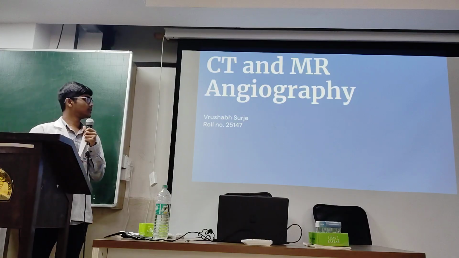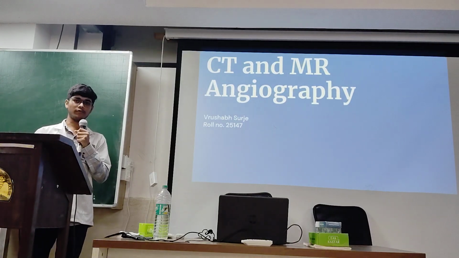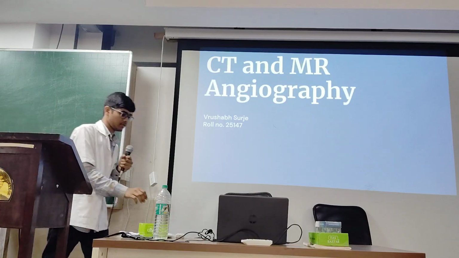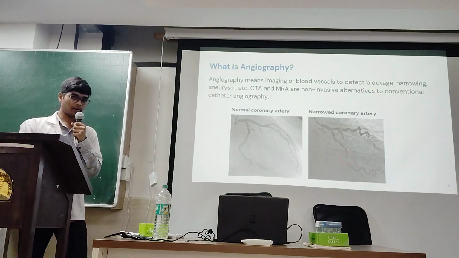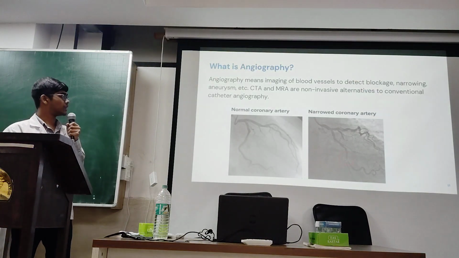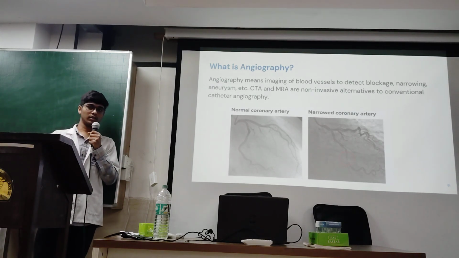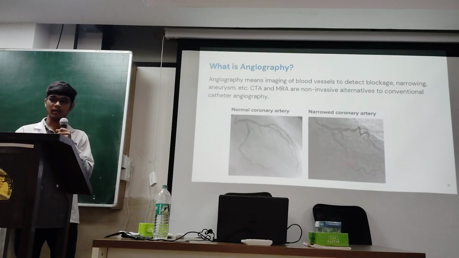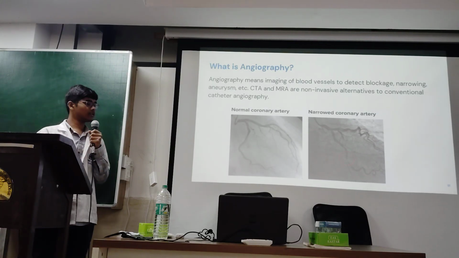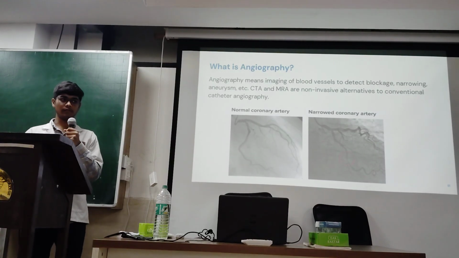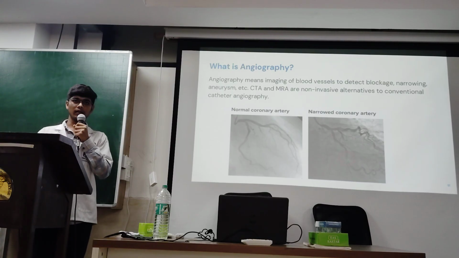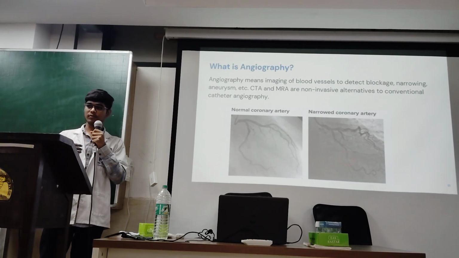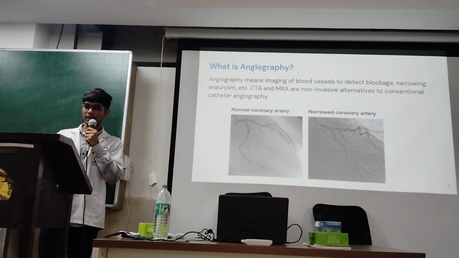Good morning everyone. My name is Rushabh Surje, roll number 147, and my topic is CT and MR angiography. So first we will see what is angiography. Angiography means imaging of blood vessels to detect any blockage, aneurysm, or narrowing in the blood vessel. It includes conventional catheter angiography, in which the catheter is injected, and we see the blood vessels by this.